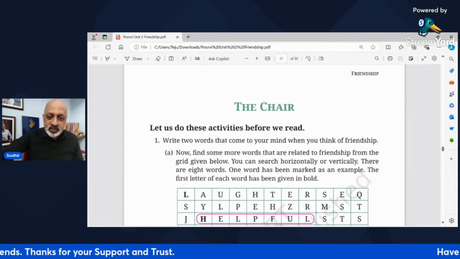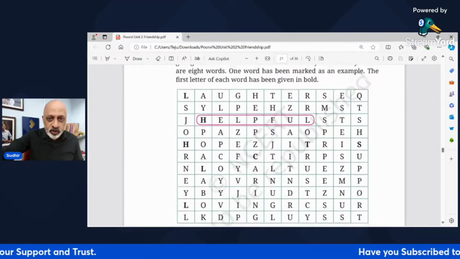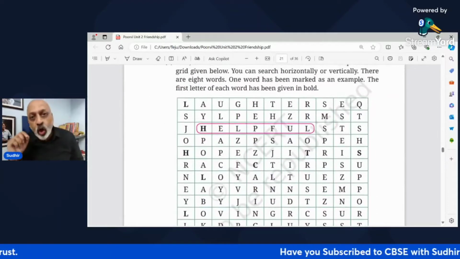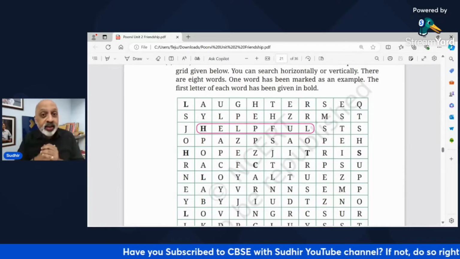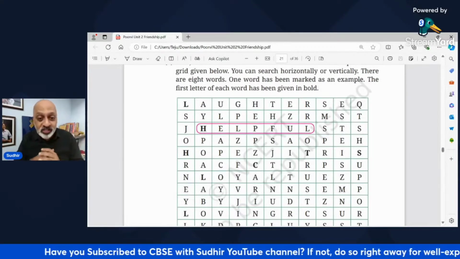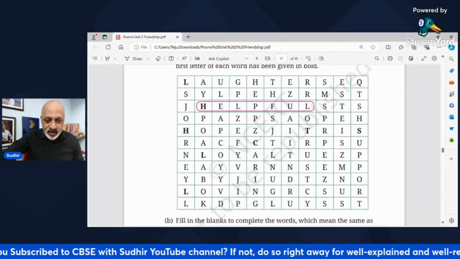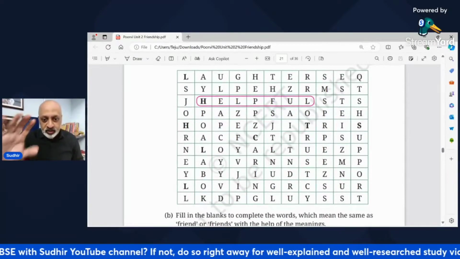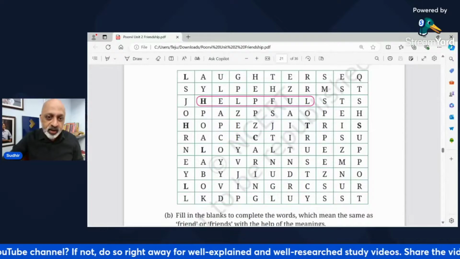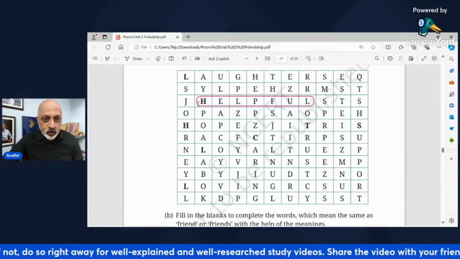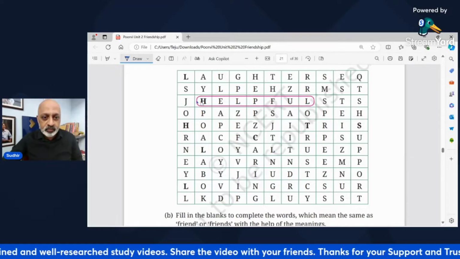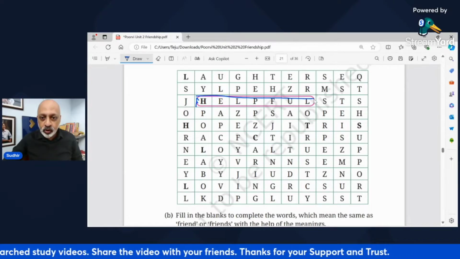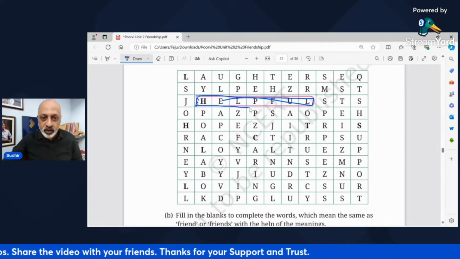Okay, so this is a particular crossword. It has 8 words which are all related to the theme of friendship. So देखते हैं कि whether you are able to do it faster than me. So these are the 8 words which are there on this particular screen. So the first one has been done for you, which is helpful. Okay, so that is word number 1.